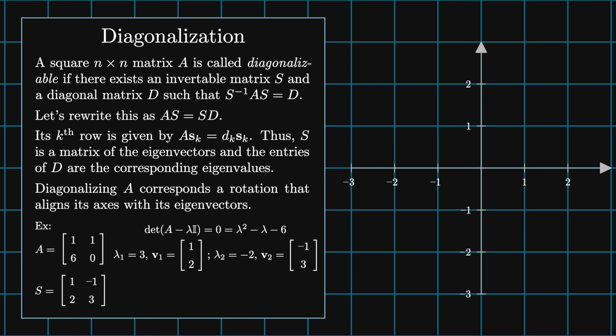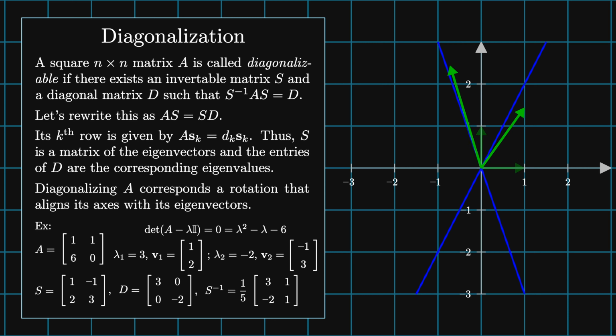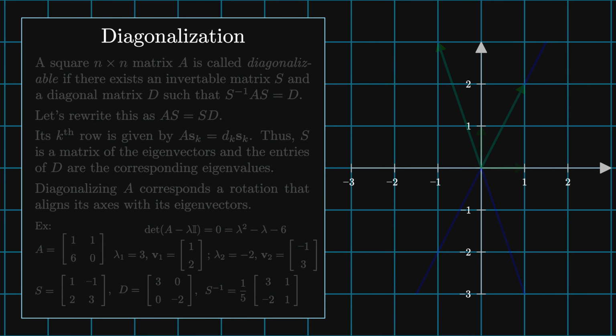S, then, is a matrix made from the eigenvectors, and D has the corresponding eigenvalues along its diagonal. We can invert S using any technique we'd like, which gives us S inverse equals 1/5 times the matrix 3, 1, minus 2, 1. The matrix S now acts as a linear transformation that converts the vector 1, 0 into the first eigenvector 1, 2, and the vector 0, 1 into the second eigenvector -1, 3.